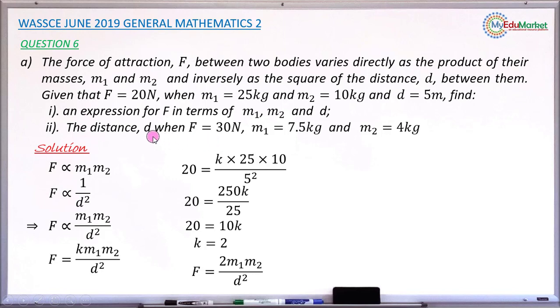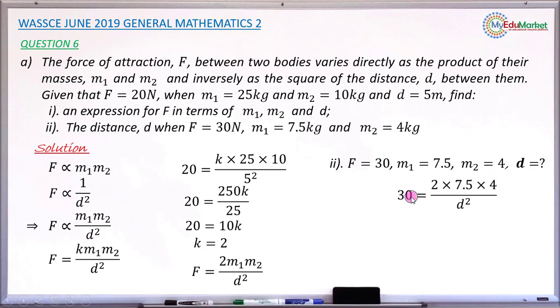In Roman 2, we are asked to find the distance, D, when F is 30, M1 is 7.5 and M2 is 4. So we are making use of this very formula to find whichever of these variables we are asked to find. Substituting F by 30, M1 by 7.5, M2 by 4, in attempting to get this D, you now have 30 equals 2, the constant, multiplied by M1, which is 7.5, multiplied by M2, which is 4, all over D square. So next you cross multiply.